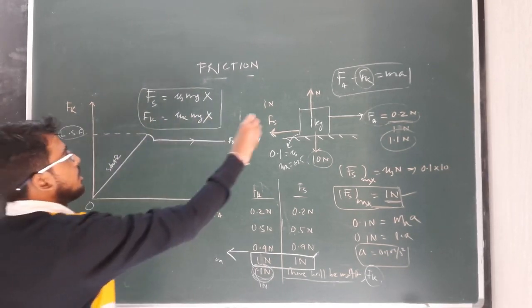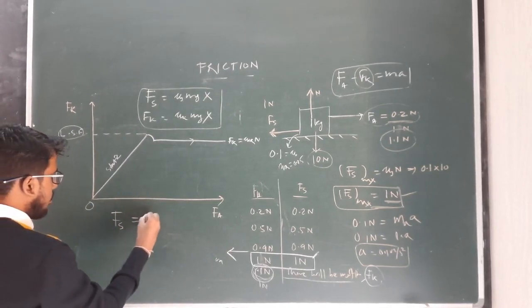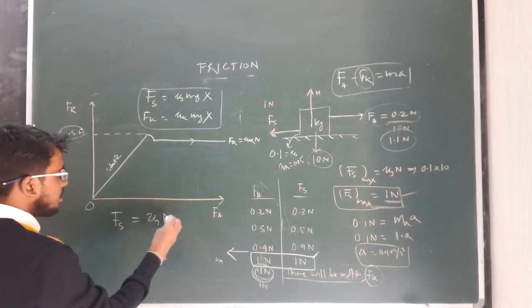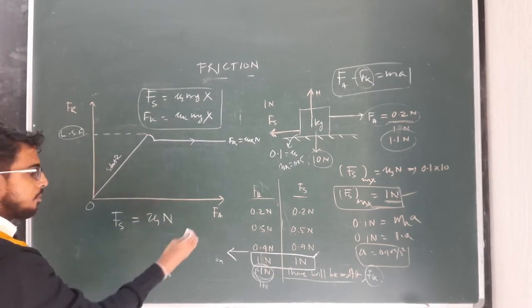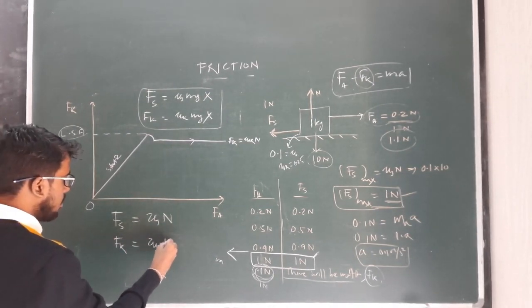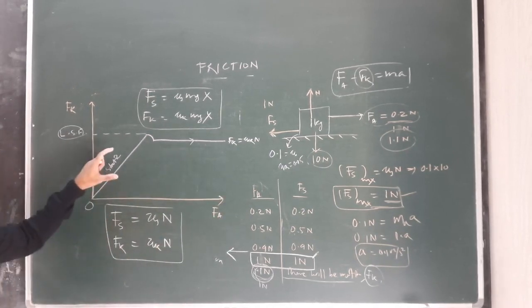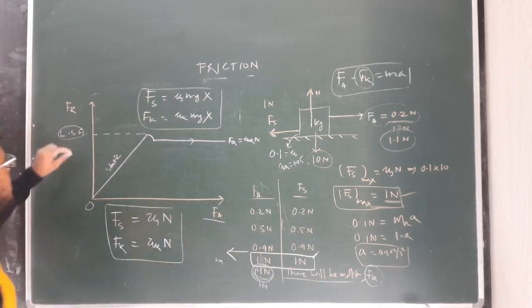That's why the formula for these two is what? The limiting static friction is mu s into the normal reaction, whatever the normal reaction may be in that particular case, and the kinetic frictional force will be mu k into the normal reaction. Okay, clear? And this is the graph between applied force and frictional force.